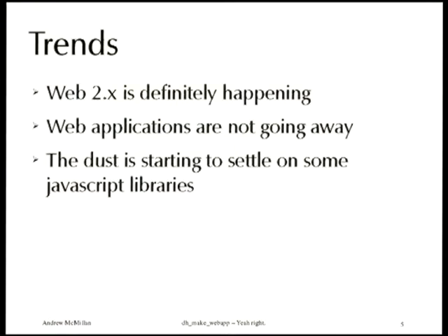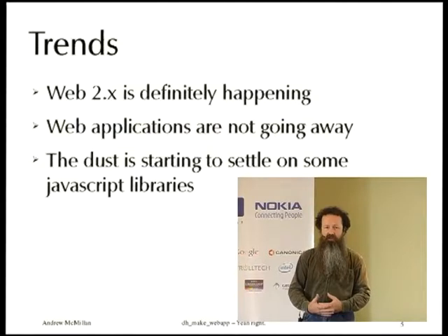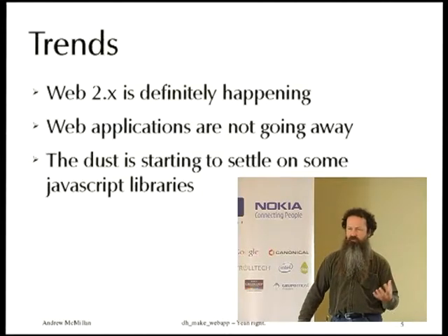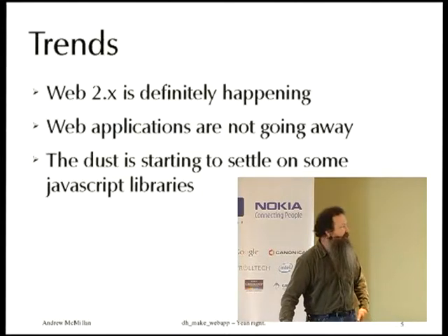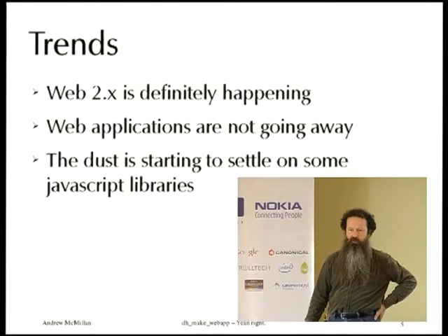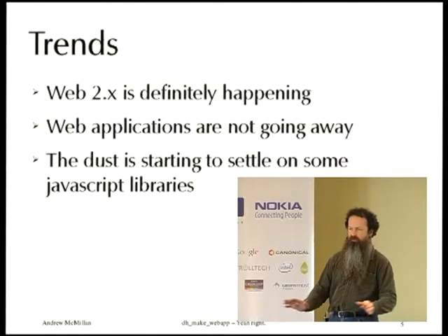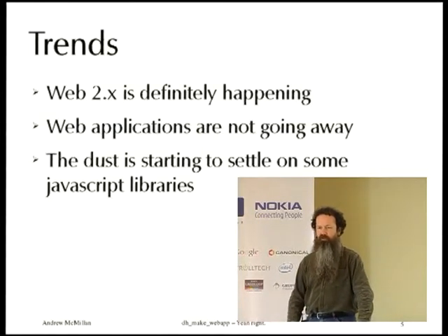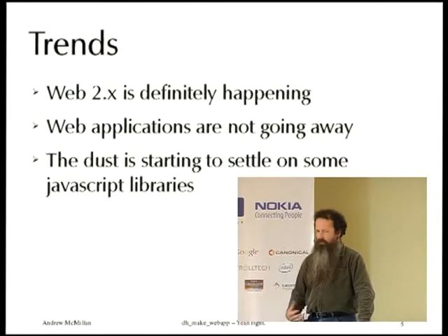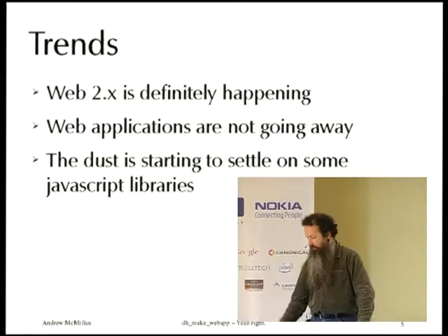So these are the trends that I see at the moment in terms of web applications. Web 2.x is definitely here. There are an increasing number of applications arriving for this method of providing an interface to users to do stuff. They're not going away. They depend in large measure on JavaScript libraries, and those libraries seem to be seeing some sort of voting with your feet trends to choosing particular ones. So some are surviving and some are going away. There are some standards emerging, I guess, but they're still not clear, certainly not clear to me.